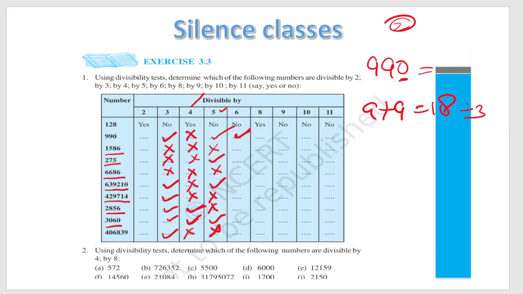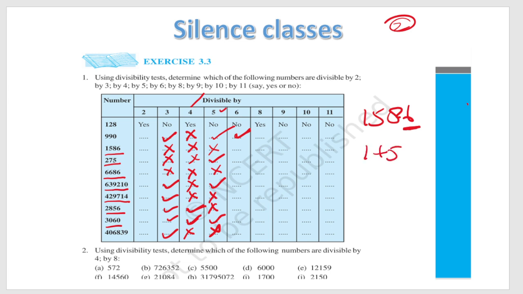Now the next number given to you is 1586. 6 is there, so it is divisible by 2. But 1 plus 5 plus 8 plus 6: 1 plus 5 is 6, 6 plus 8 is 14, plus 6 is 20. 20 is not divisible by 3. This means this number is not divisible by 6.